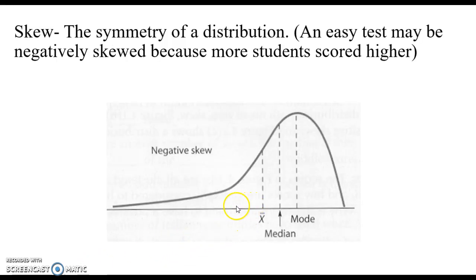Now moving on, we have skew, which we just talked a little bit about. It's your symmetry of your distribution. So normally a normal curve would just go right up here, it'd be like a perfect bell, but this is skewed negatively. Means that maybe your test was too easy. So a lot of students scored up here where no one scored down here, which makes your mode, median, and mean all separate.